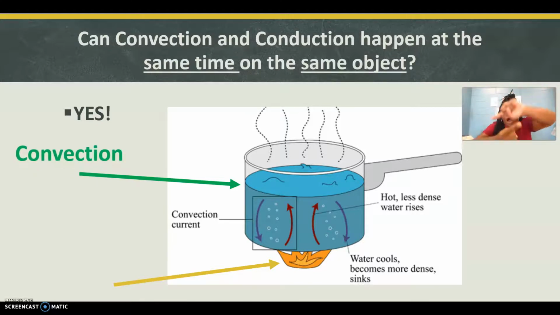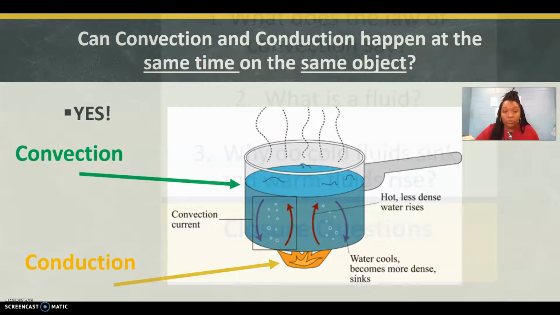Convection is that water inside the pot circulating. The cold water is sinking to the bottom of the pot. The hot water that's less heavy is rising. And that pot is directly on a fire. So we see conduction and convection happening at the same time.